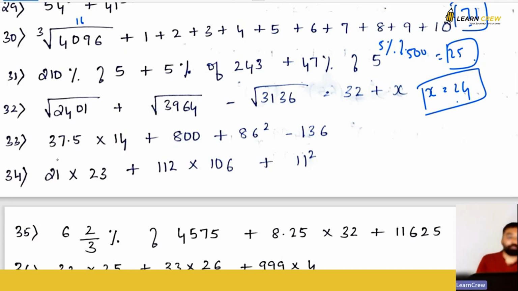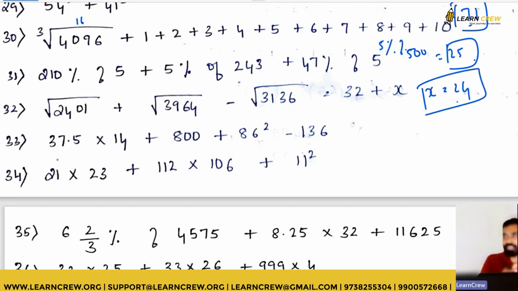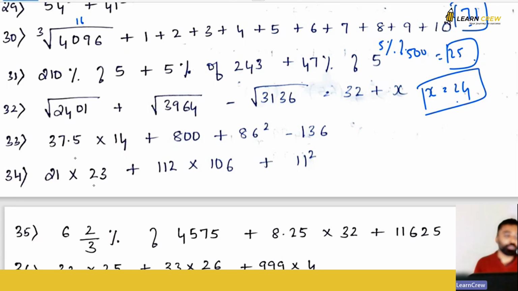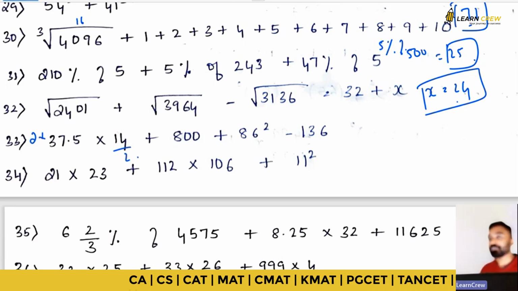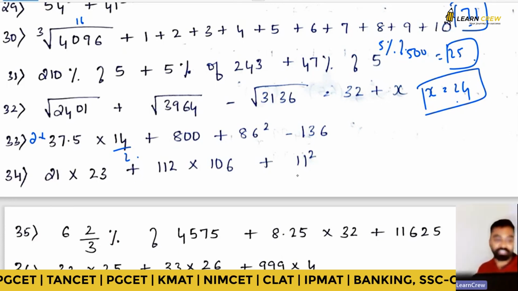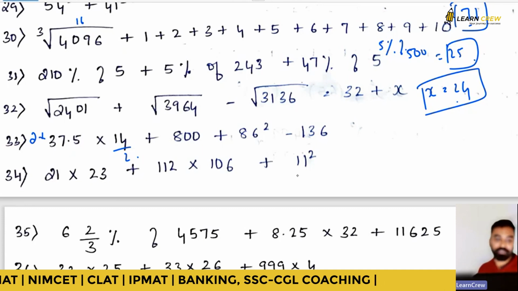This is 37.5. How can you make it a better number? I do not want it to be in decimals. You can do 2 into this. It becomes 70. What's 37.5 into 2? 75. 75 into 7 plus 800 plus 86 square minus 136.